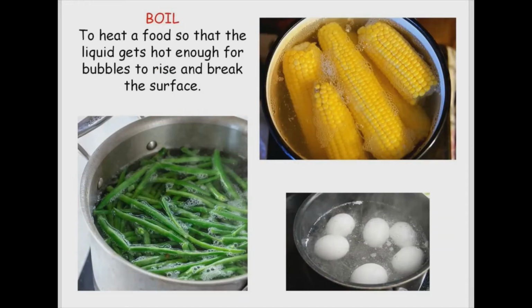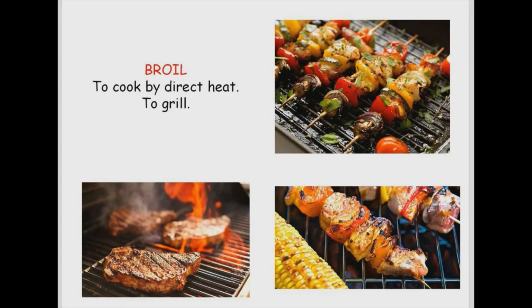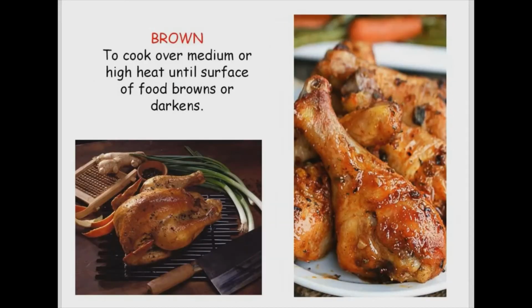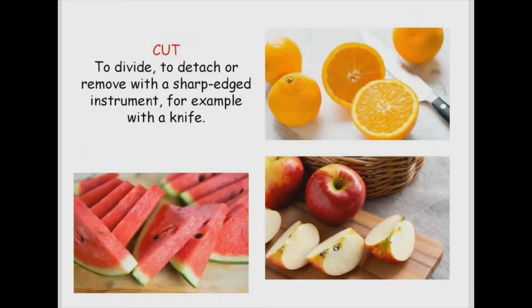Boil. Heat the food so that the liquid gets hot enough for bubbles to rise and break the surface. Broil. Cook by direct heat or to grill. Brown. Cook over medium or high heat until surface of food browns or darkens. Cut. Divide, detach, or remove with a sharp-edged instrument, for example, with a knife.